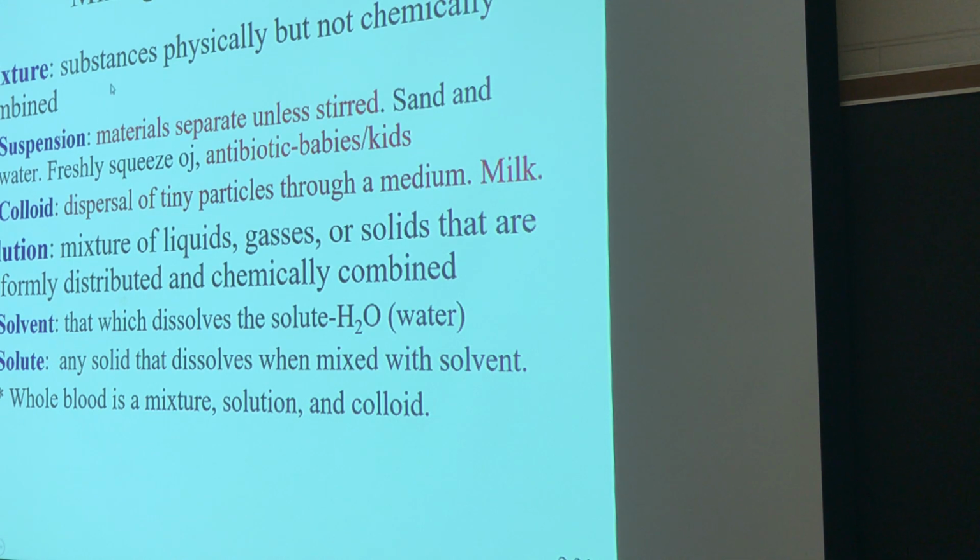Okay. In terms of mixtures, and we do see these in our body, we have suspensions and colloids. Know the difference for the quiz. Suspensions are materials that separate unless stirred. Think of fresh squeezed orange juice. If you've ever gotten orange juice from Sendix and it's freshly squeezed, the pulp actually rises to the top. So in order to make sure you drink orange juice and not eat pulp, you have to mix it.